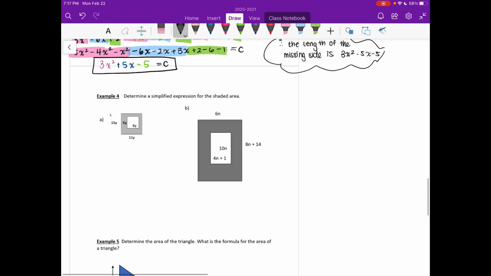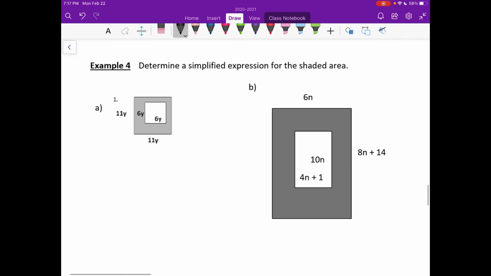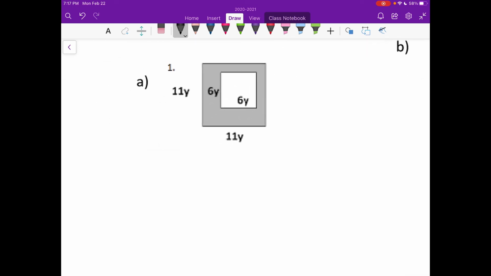Alrighty. 2 more examples left. Thank you for bearing with me so far, right? As we move on, example 1 is always the easiest one, and then we move through it. This is more of an application type question. So if we're given the simplified expression we want to give the simplified expression for the shaded area, right? Before we even get started, how can we find the area of the shaded area, right?